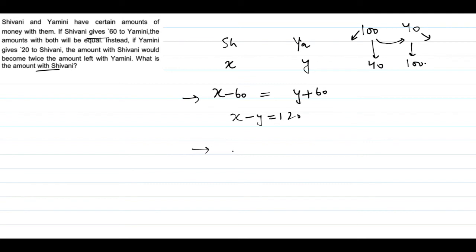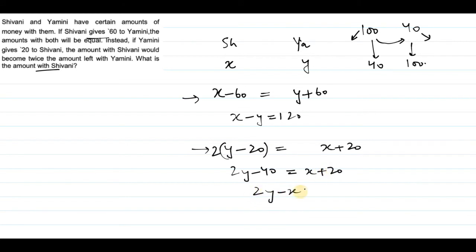Now the second equation is, if Yamini gives 20 to Shivani, what will happen? Yamini's 20 is subtracted and Shivani's 20 is added. Now what's the condition? The amount with Shivani would be twice the amount with Yamini. So x plus 20 is 2 times (y minus 20), so you get 2y minus 40 is x plus 20. So 2y minus x is 60. So I've got two equations.